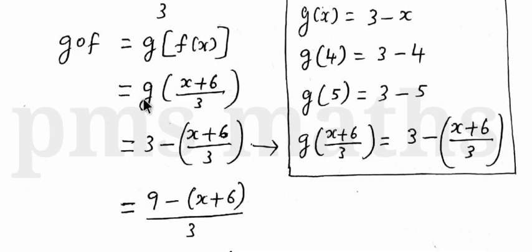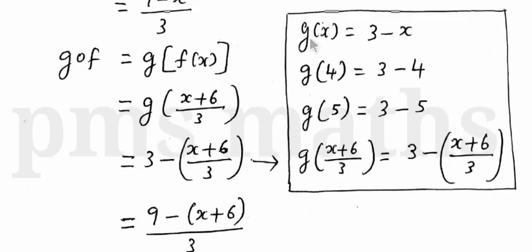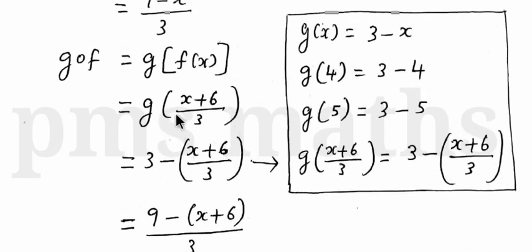Now this is nothing but g of (x plus 6)/3. Then find out the value of g of (x plus 6)/3, which is nothing but 3 minus (x plus 6)/3. What's the reason? The reason is g of x is given here, so g of (x plus 6)/3 should be found from it. Therefore, take g of x first.